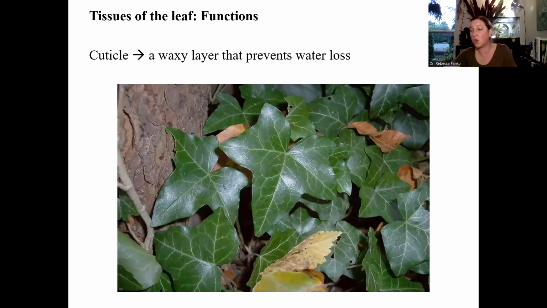So here's that cuticle I mentioned. Cuticle is going to be on both the top of the leaf and the bottom of the leaf. And basically it's a waxy layer that prevents water loss, just like the cuticle that you and I have on our skin, right?